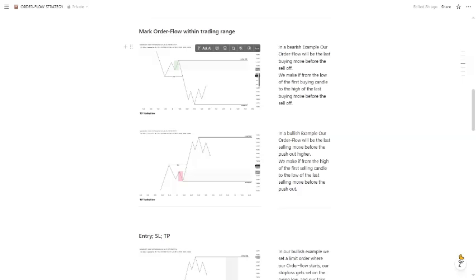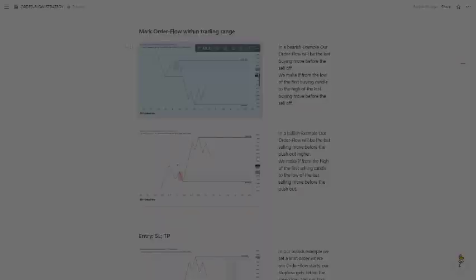And how do we mark this on the chart? We mark from the low of the first buying candle to the high of the last buying candle, or the last buying move before the sell-off. So if I enter this, you guys might be able to see it properly.